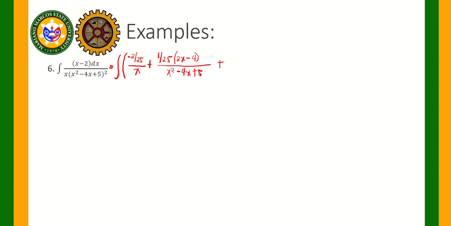plus, ano pala yung C natin? Yung C natin is negative 4 over 25. Okay. Minus 4 over 25. And then plus 1 over 5. Then 2x minus 4 plus 1 over 5, which is E, all over x squared minus 4x plus 5 squared. And then dx. Okay.